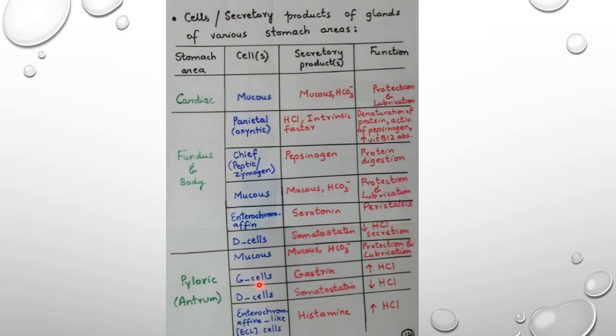And then this part also contains G cells, which are involved in the secretion of gastrin, thus promoting HCl secretion. D cells in the pyloric part of the stomach produce somatostatin, and thus they decrease the secretion of HCl. Then enterochromaffin-like cells, abbreviated as ECL cells, produce histamine, which also triggers HCl secretion.